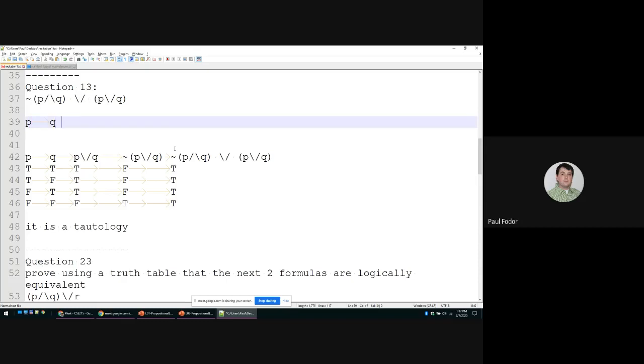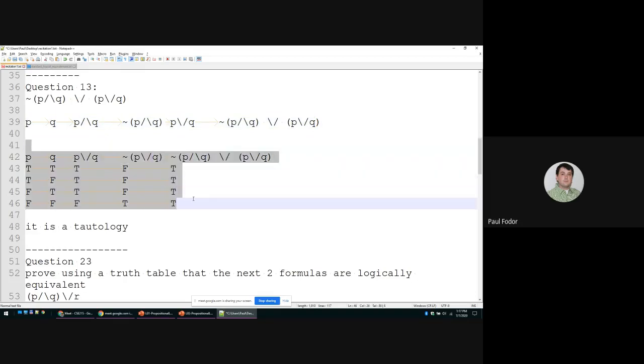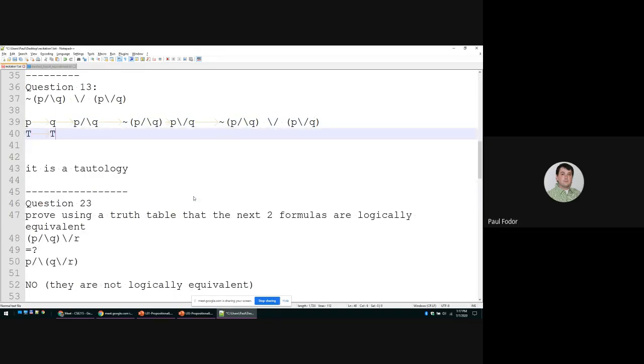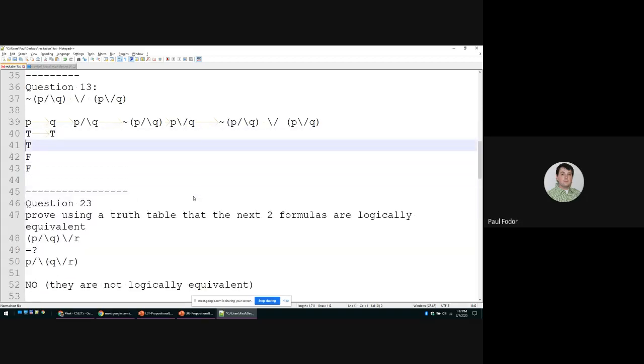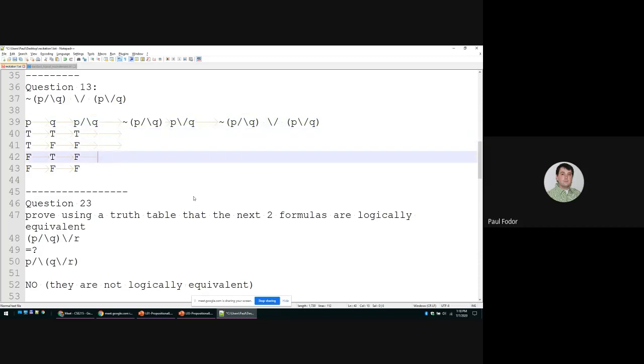So P, Q, then we have P and Q, then we have the negation of P and Q. Sorry, I probably got a little bit tired towards the end. Then we have this. And then we have this entire thing. Excellent. Very good that you pointed to it. Okay, so it's true, false. It was not a tautology, probably. And then we have false, true, false. And here we have conjunction. So we have true, false. Okay, we also had the negation. So now we need the negation of that previous formula, which is false, true.